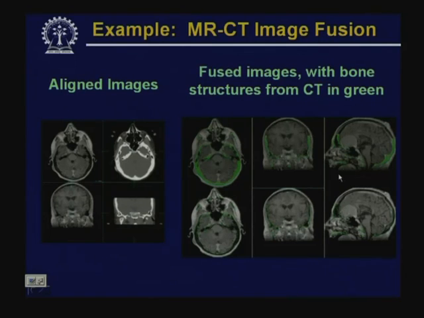In this fused image, you find that the green regions show the bone structure, and this bone structure has been obtained from the CT image, and the other regions contain the information from the MR image. So, this is much more convenient to interpret than taking the MR image and the CT image separately.